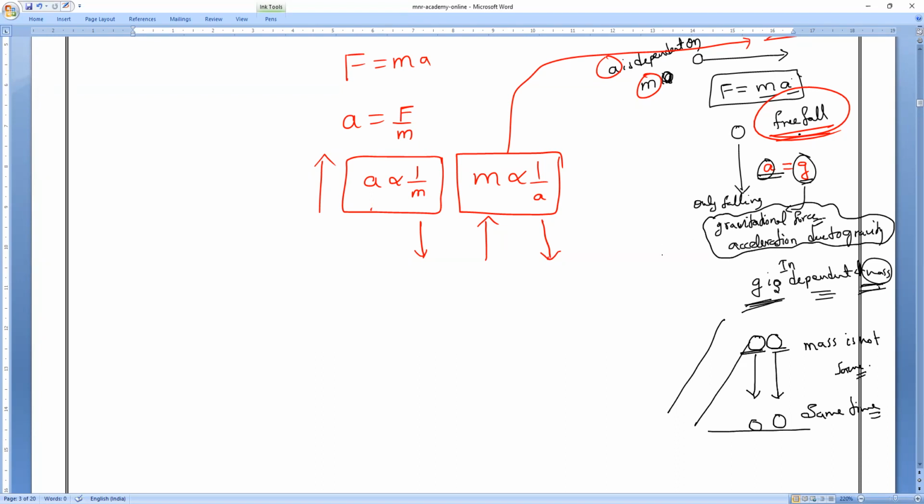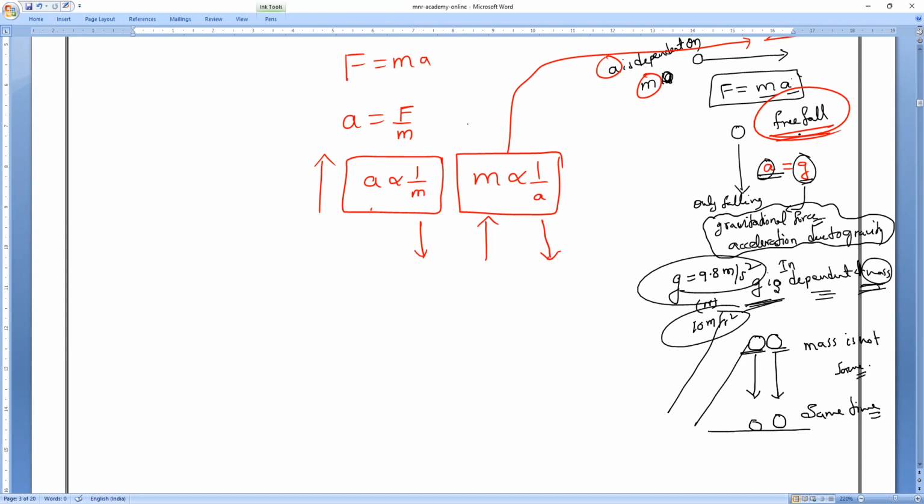What is the G value? Everybody knows the G value is equal to 9.8 meter per second square, or we can say 10 meter per second square. This G value does not vary based upon the mass of the body. That is the point you have to remember.